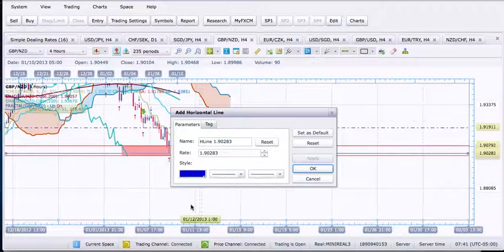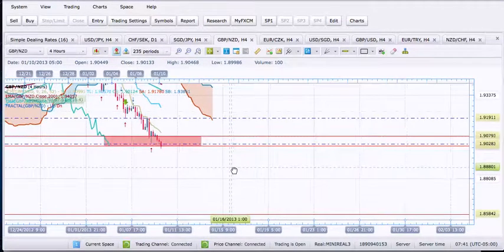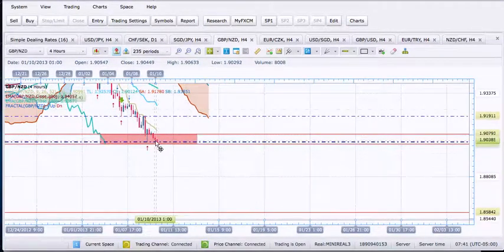So these are my fractal lines. Just color your lines whatever you want. I just do this. So now we have a fractal line, and we have my support line, and it looks like price has broken both. So it's probably going to break this, come back and test the fractal level, and then continue.